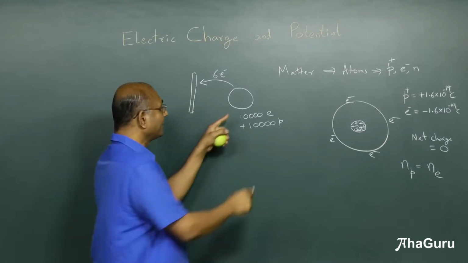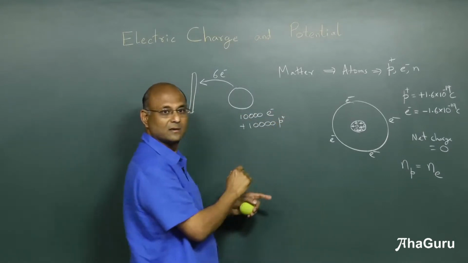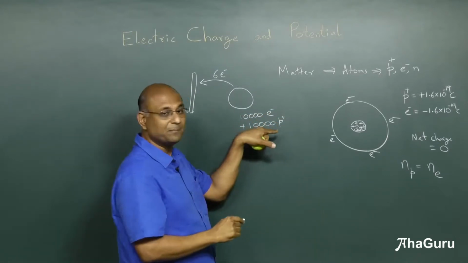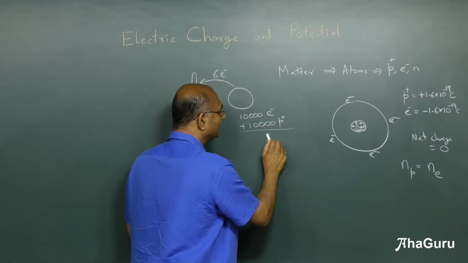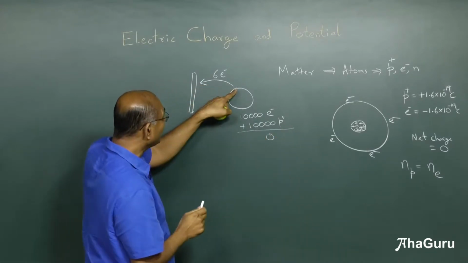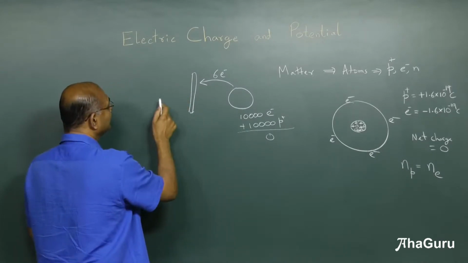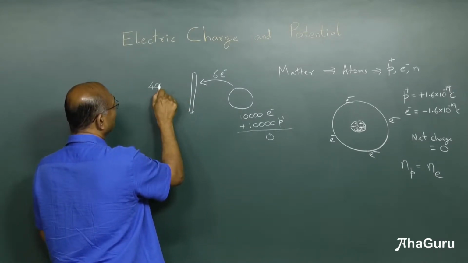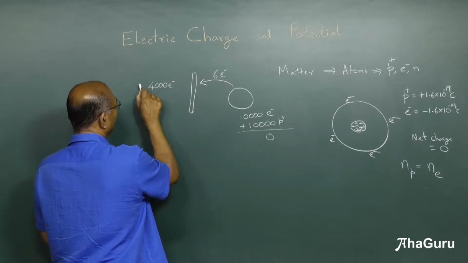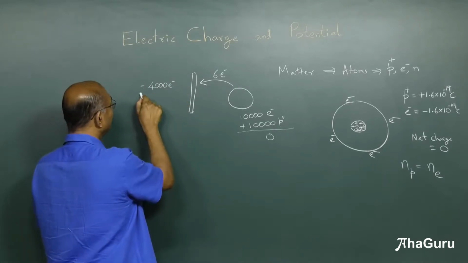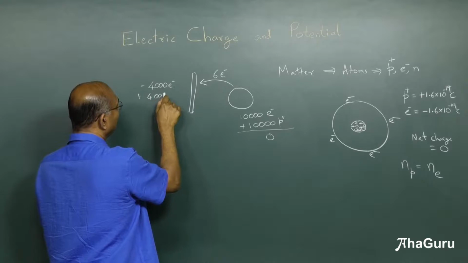Correct? So what is the total charge? This will be minus 10,000, that will be plus 10,000. So what will be the total? 0. But now what I have done is I have taken 6 electrons. Similarly, in the chalk piece before, let us say there were 4,000 electrons. And then there were 4,000 protons.